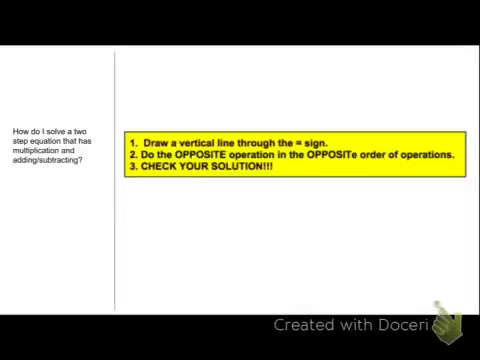We are going to do the same thing we did last unit. We're going to draw a vertical line through the equal sign. And then we're going to remember to do the opposite operations in the opposite order that those operations are done. And we always have to remember, and this is super important, every time you ever do one, you need to check your solution.